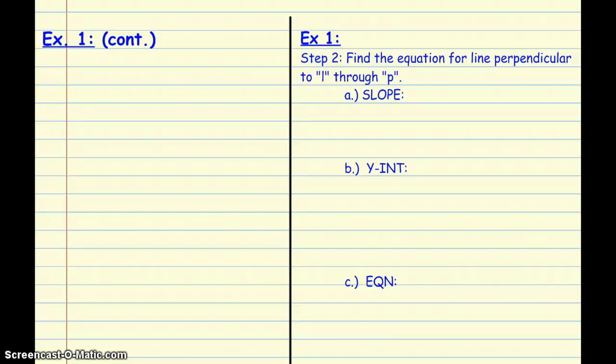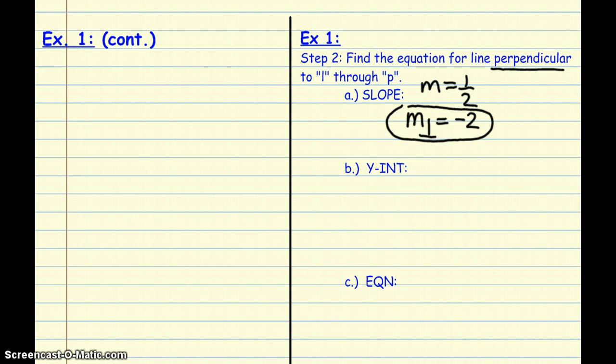Again, the first thing that we need to do is find the slope. In this case, we know that this line needs to be perpendicular. The slope of the line that we just found is 1/2. So the slope of the line that's perpendicular is its opposite reciprocal. So we're going to use -2.